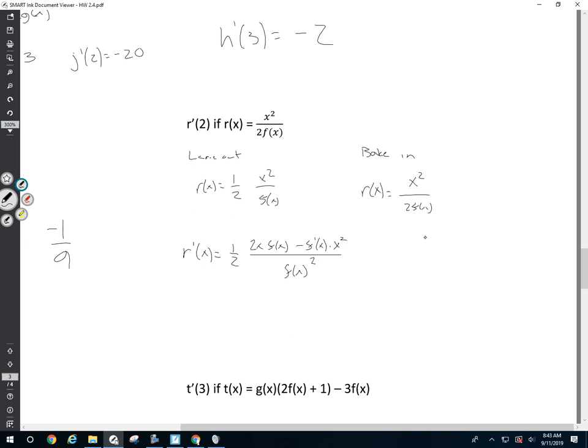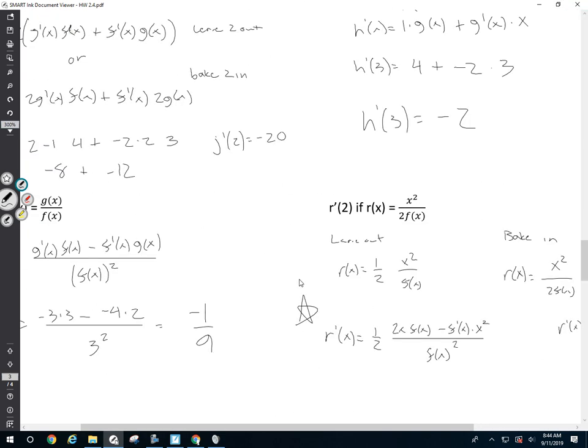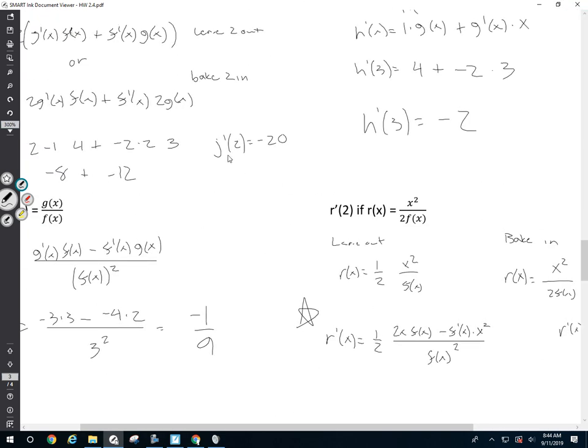Whereas, if I baked it in, the derivative would be the derivative of the top times the bottom minus the derivative of the bottom times the top all over the bottom squared, and the twos would be much more kind of bothersome, especially when you're doing your calculations. So I would probably prefer this when doing calculations. Let's go ahead and find some values at 2.